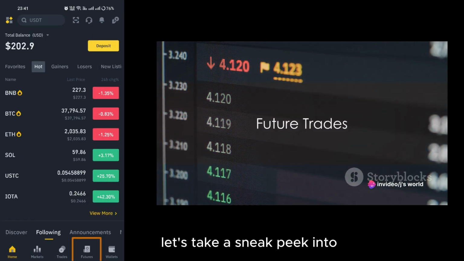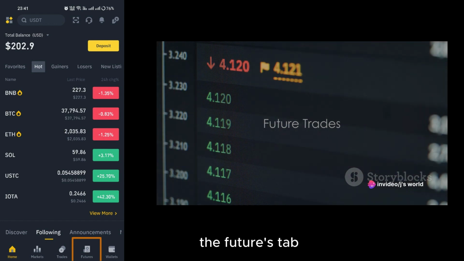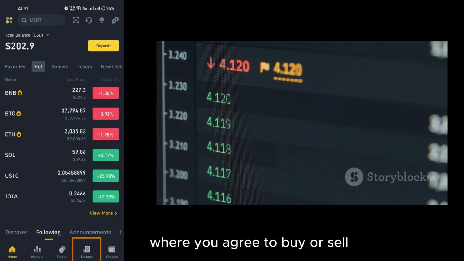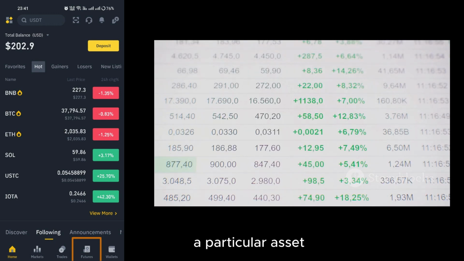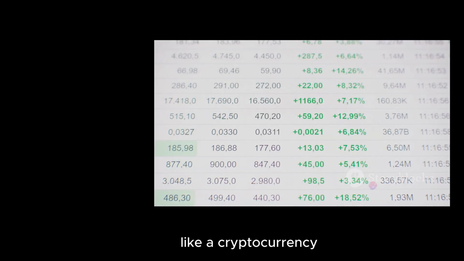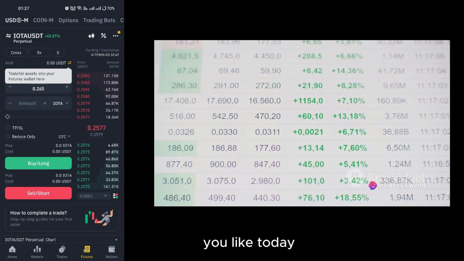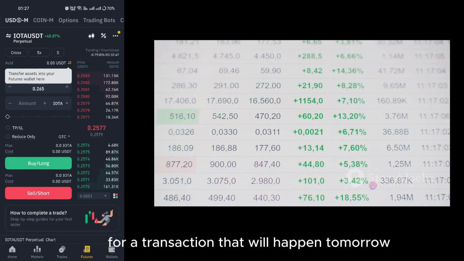Let's take a sneak peek into the future with the Futures tab. Now, futures trading is a fascinating world. It's a financial agreement where you agree to buy or sell a particular asset, like a cryptocurrency, at a predetermined price at a specified time in the future. Think of it as making a reservation for a price you like today, for a transaction that will happen tomorrow.